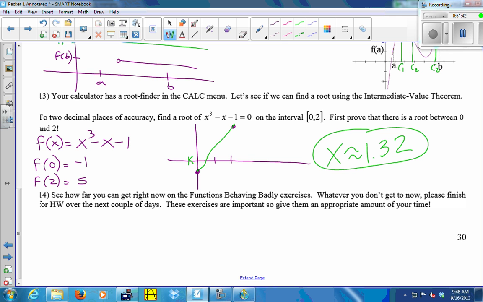So your calculator uses the intermediate value theorem when it's finding those roots, because it searches. You give it a left bound and a right bound and a guess. So if you give it this left bound and this right bound and this guess, it just goes left to right, making smaller and smaller intervals, and seeing negative, positive, negative, positive, and it zeroes in on the 0 by seeing that one side's negative, one side's positive.